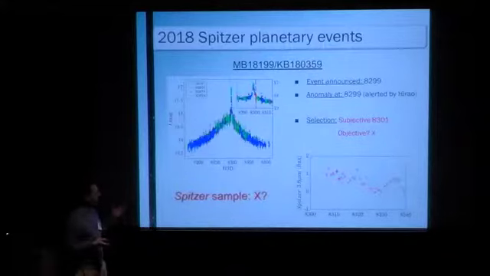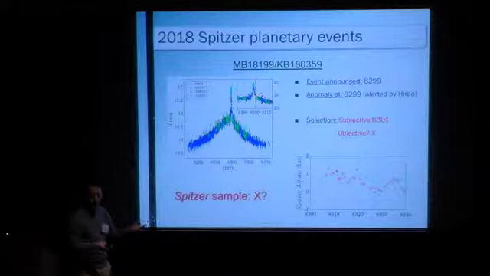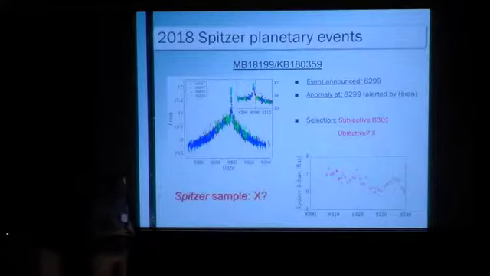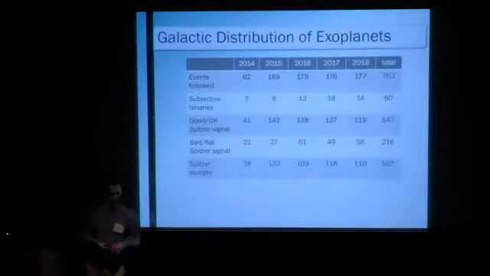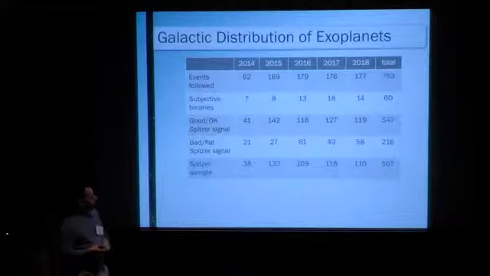The last event is one where the announcement of the event came after the anomaly and immediately falls after, so it's not part of the sample, and we do not have a good signal in Spitzer. So in summary, over the last 5 years, we followed 763 microlensing events.